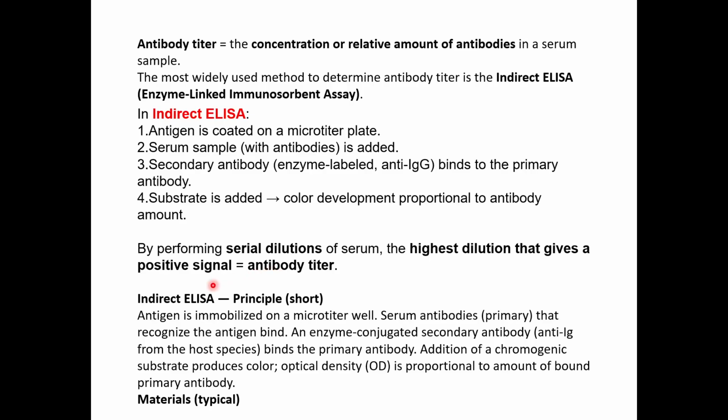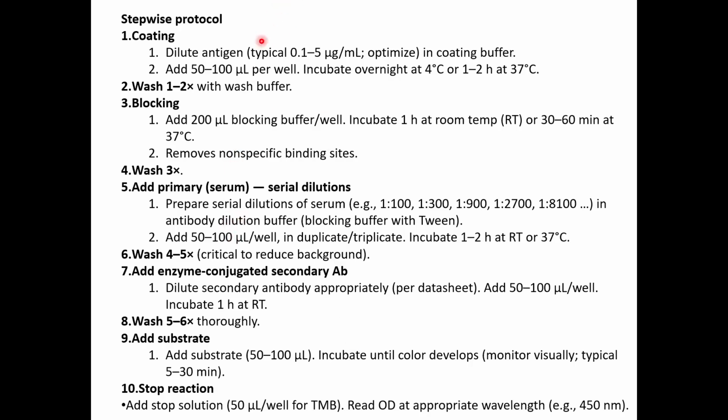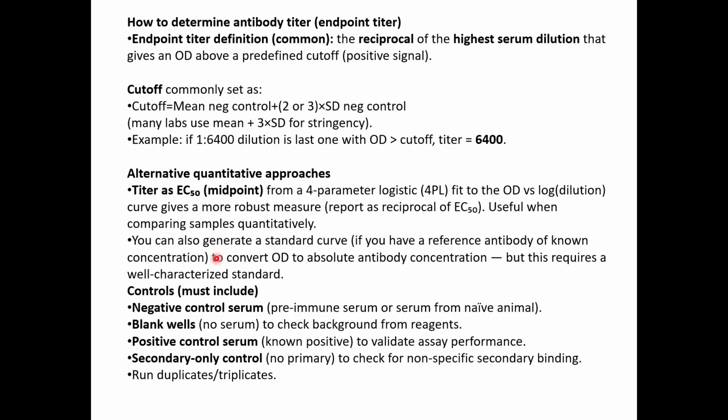So the principle of indirect ELISA is that antigen is immobilized on the microtiter plate, and serum containing the primary antibodies is added to bind to the antigen. Then the enzyme-conjugated secondary antibody binds to the primary antibody, and addition of chromogenic substrate produces color which is detected by optical density and is proportional to the amount of primary antibody present, which is again proportional to the amount of antigen present. Generally these are the steps. You can go through it if you're interested. We'll just skip it for now.